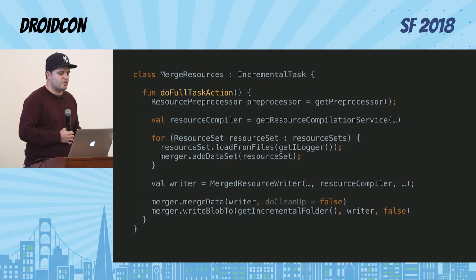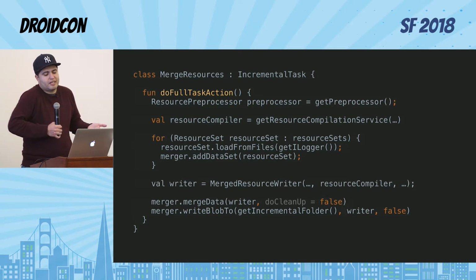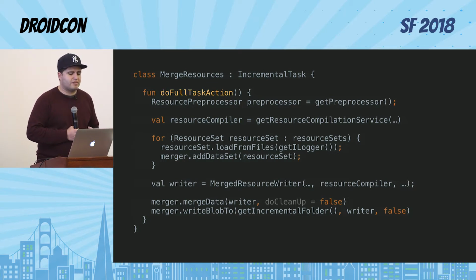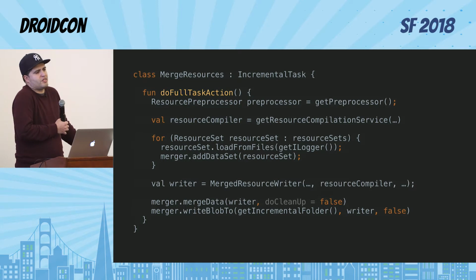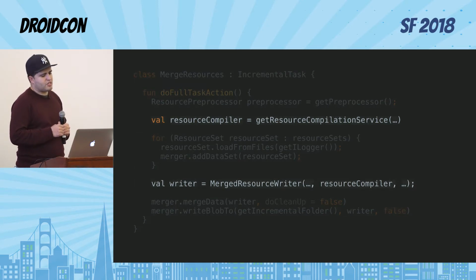It reads your resources from disk. It adds it to a data set to this thing called a merger. Whoa, what does that do? It probably merges. And then writes it to a writer, which is probably going to write it back out to disk. So it takes files in, merges them, and writes them out. But again, I want to really dig into what this resource compilation service is. That's the most interesting part.